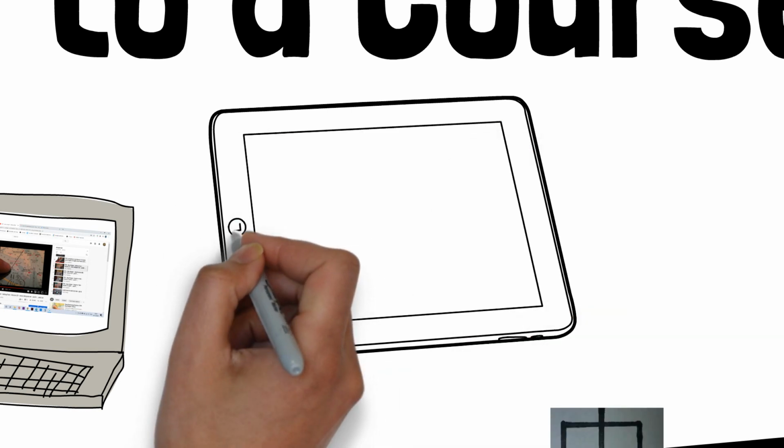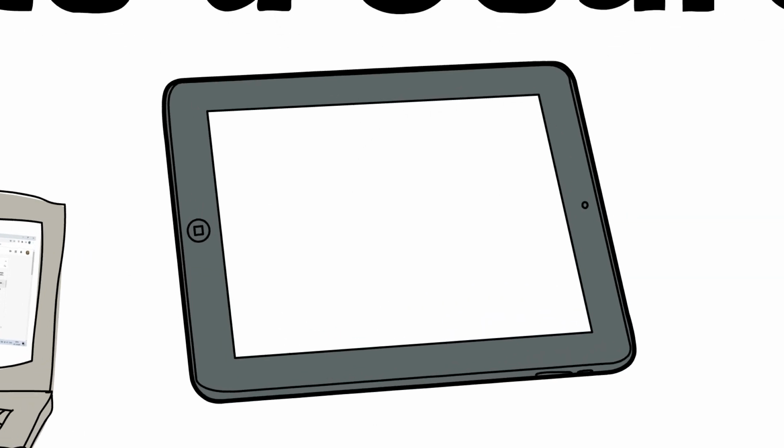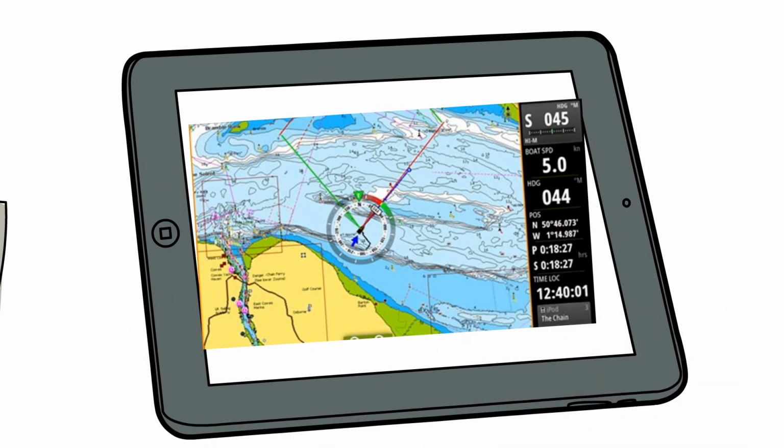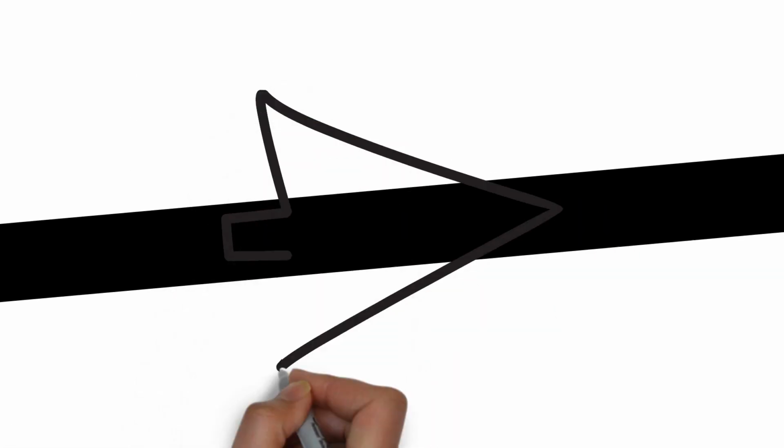Often, this line is represented on your chart plotter, and a lot of GPS units call it the course over ground, or the COG. To represent the ground track, the convention is to use 2 arrowheads.